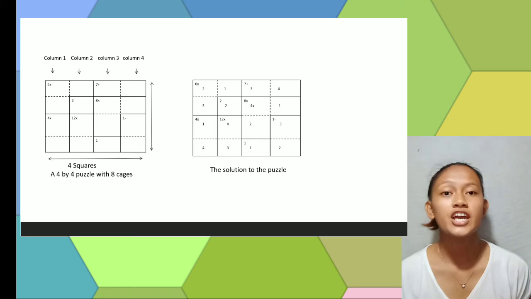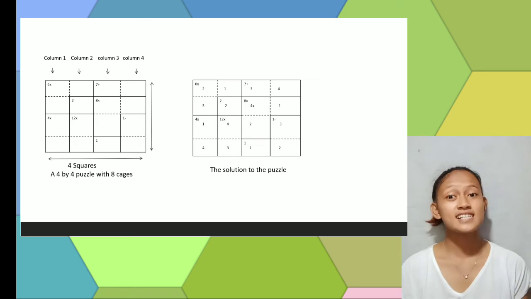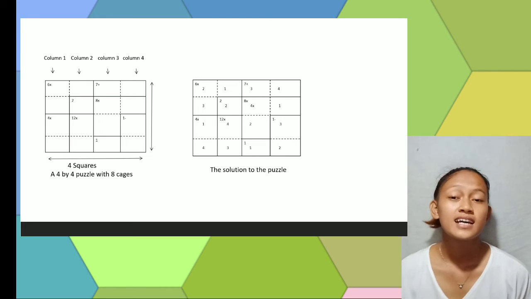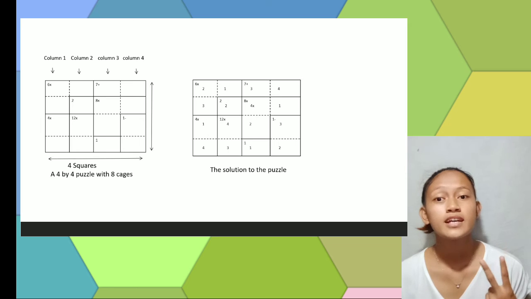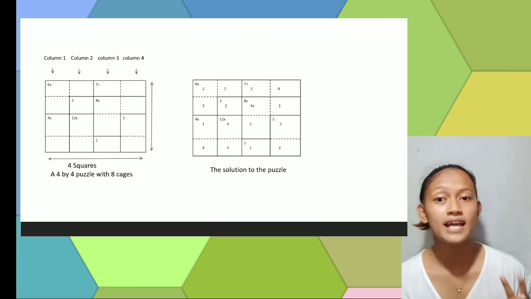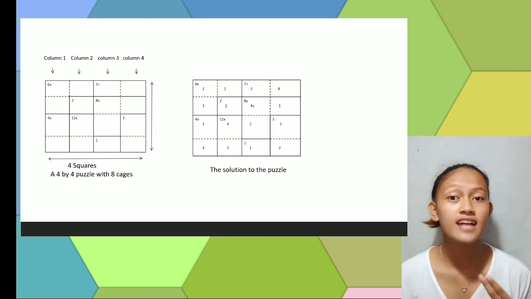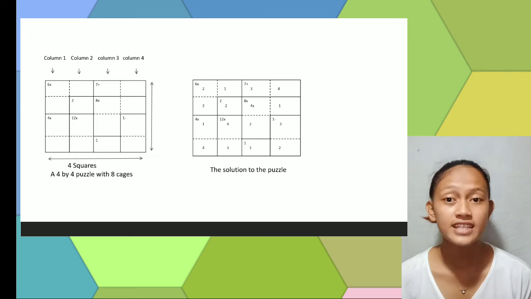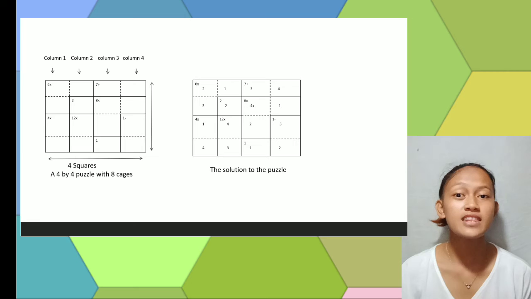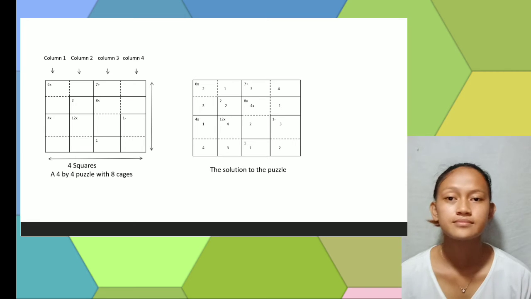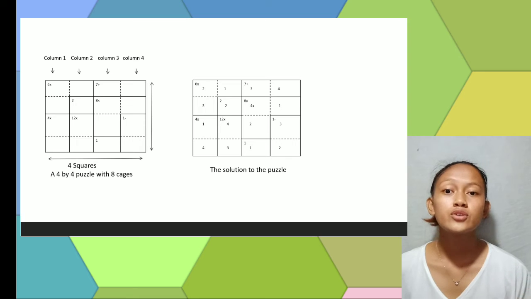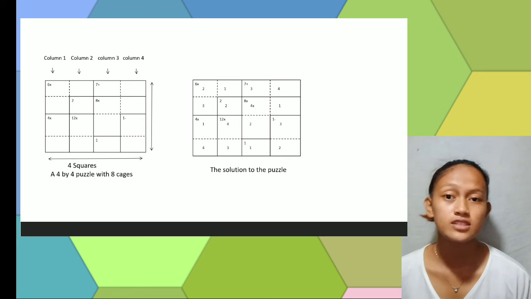In the sixth cage, which has a given number of 12 and the multiplication sign, and it has 2 squares, you can simply multiply 4 times 3 and the answer is 12. The seventh cage has a given number of 1 and it has only 1 square. You can write the number 1 on that square.